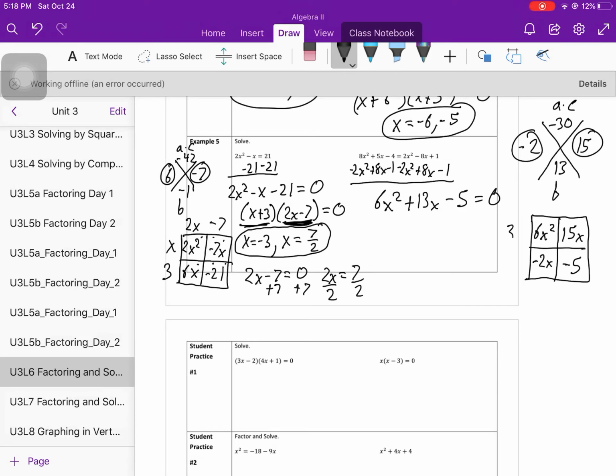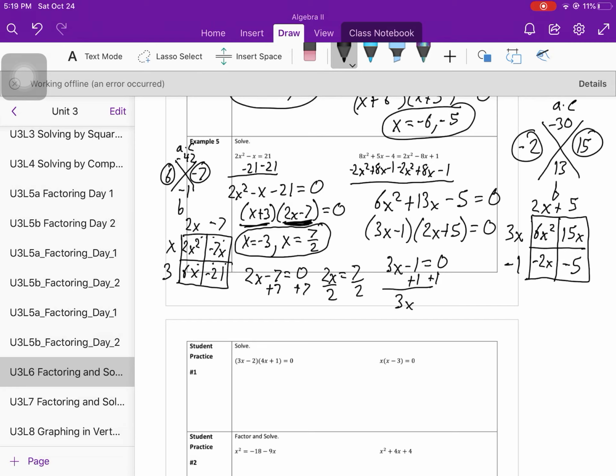So now we do the greatest common factor for everyone. 6x squared and 15x is going to give us 3x. Negative 2x and negative 5 is going to give us minus 1. 6x squared and negative 2x, well, they're both even, so it's a 2x. And then 15x and minus 5 is going to give us positive 5. So here our factors are 3x minus 1 and 2x plus 5. Now, again, these are tricky because there's numbers in front of x, so we would have to set them equal to 0 and solve for each one.